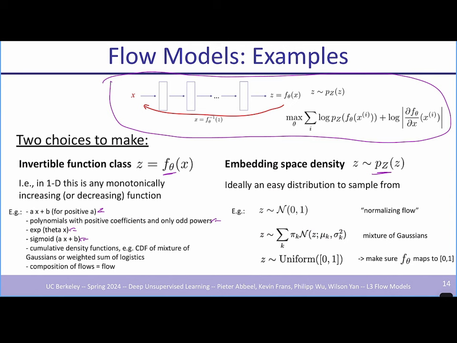Any cumulative density function, by the way. Sigmoid is one example. Anything that goes from 0 to 1 as a cumulative density function is monotonic, is invertible. Probably your PZ should be uniform over 0, 1 then, because you're not going to go outside of 0, 1. But that's a reasonable choice. You can have pretty complicated CDFs. You can compose flows, so you can chain these together to get, again, a flow.